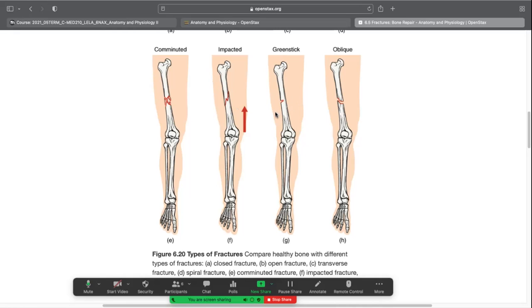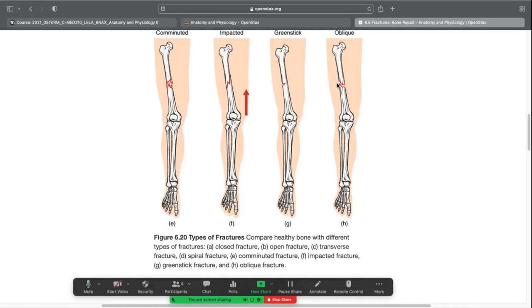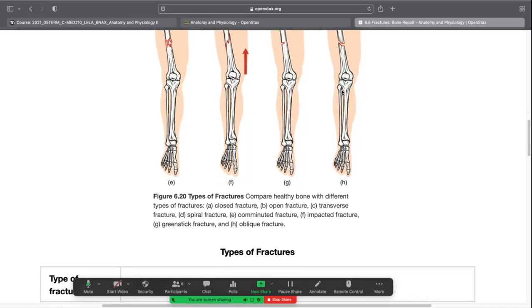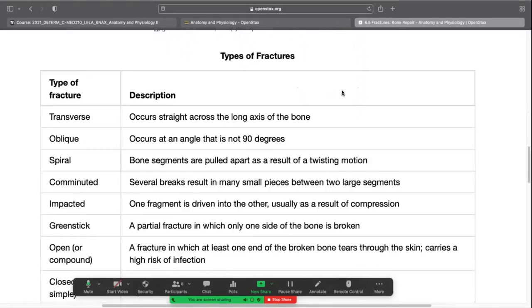Greenstick fractures are particular to pediatrics, usually in children less than 5 years of age, because kids don't have a lot of mineral deposition. It's fractured on one side but bendy on the other, just like a green stick. If you've ever seen a new sapling from a tree or a bush, when you break it, it breaks on one side and just bends on the other. That's a greenstick fracture, usually a child less than 5 years of age. An oblique, which I already explained, is diagonal. So those are your wonderful types of fractures.